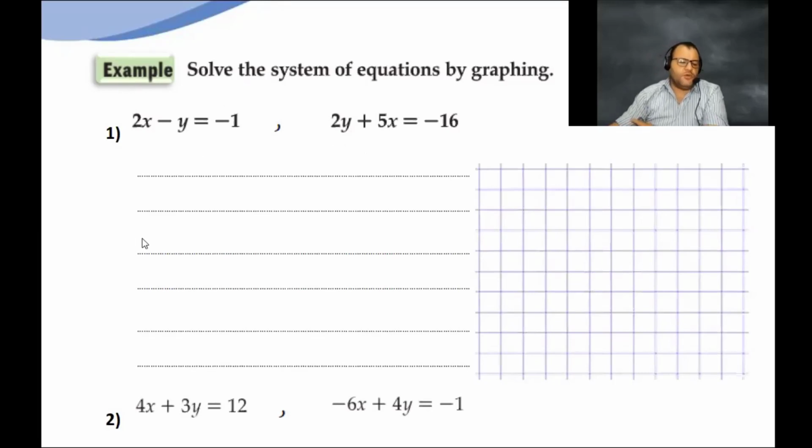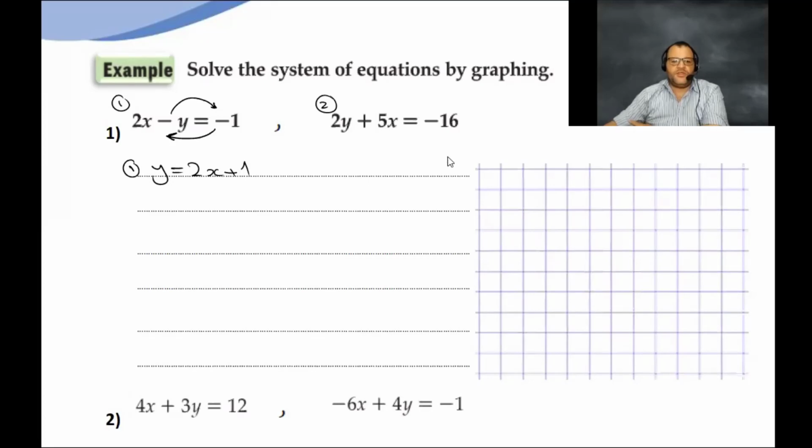We need to write it in slope-intercept form. That's equation number one, and that's equation number two. What is the slope-intercept form for the first one? Because y is negative, I will shift y. y equals 2x plus 1, and I will shift 1. So equation number one will be y equals 2x plus 1.